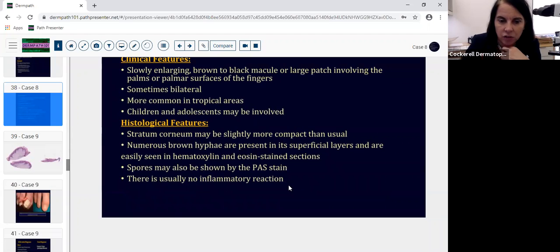The histologic features, the stratum corneum might be slightly more compact. You have the numerous brown hyphae present in the superficial layers, and we did see that here. It was more in the superficial layers of the stratum corneum. And they were easily seen on H&E stain, which I loved because we didn't need the PAS. If you want to look for the spores, you can, but I think with that brown hue, we can just make the diagnosis of tinea nigra. And we didn't see much of an inflammatory reaction in the dermis or even in the epidermis.